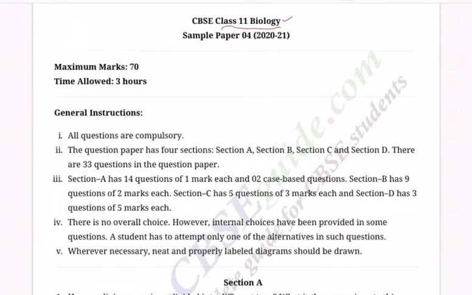As we all know, we are into the revision mode and we have been revising the entire syllabus in the form of sample papers. Already we discussed three sample papers in a row, and this is the fourth one. These papers are meant for your batch alone, the 2021 batch alone.